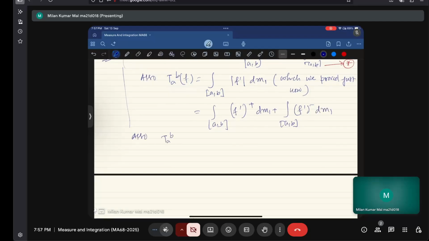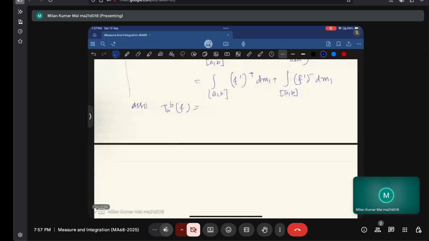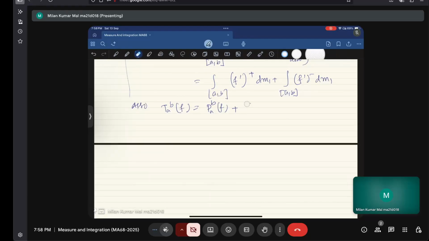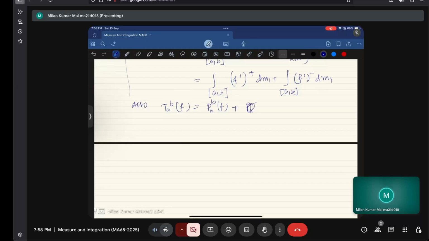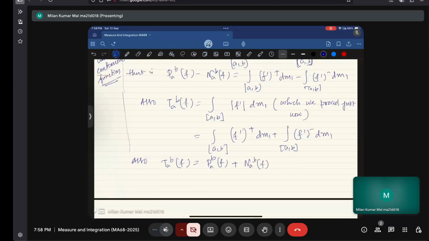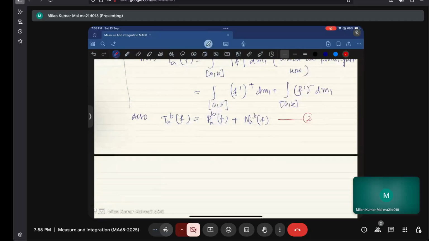Also, TABF is equal to PABF plus, sorry, not PAB, this will be NABF. And now give it name 1, give it name 2.